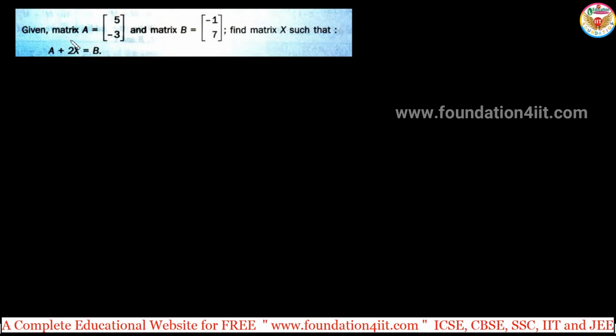Now, this is the question. Matrices A and B are given. The previous one is 2 rows, 2 columns, 2 by 2. This is 2 rows, 1 column, 2 by 1. Find matrix X such that A plus 2X is equal to B.